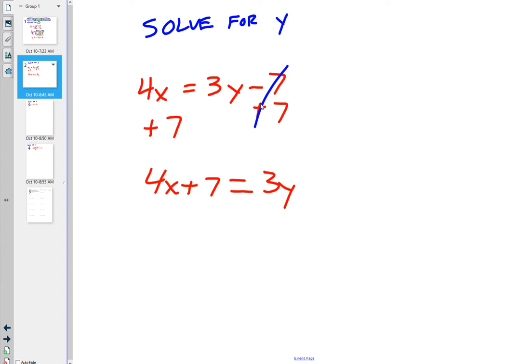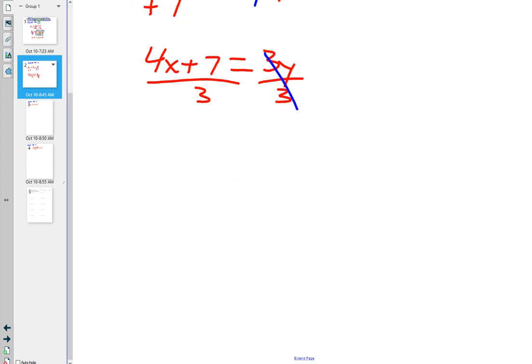Jono, what would the last step be? Jasmine, last step. How? Now, unlike the last one, none of the numbers on top are divisible by 3, and even if they were, they'd have to both be divisible. So we've isolated the y, like we wanted to. Just rewrite 4x plus 7.